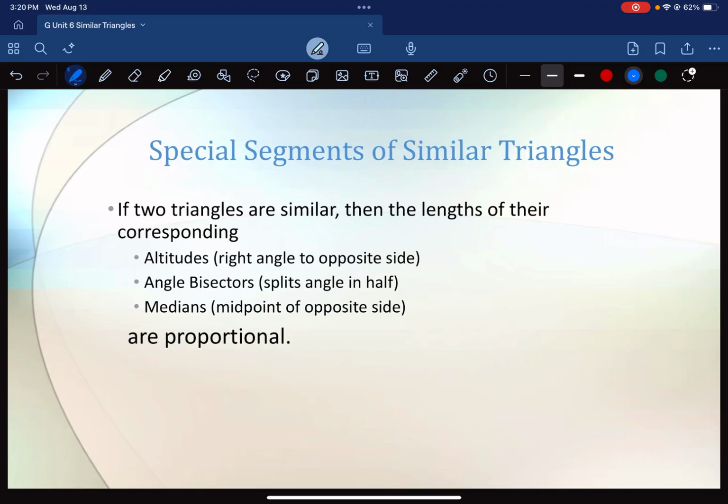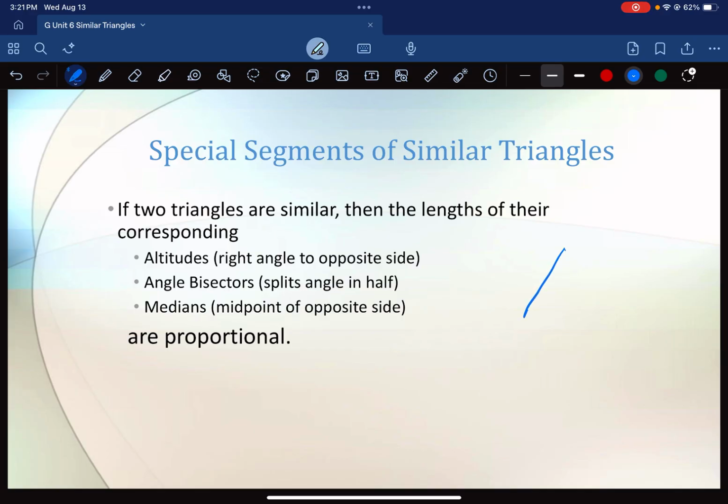So the special segments of similar triangles, that's kind of the first thing we're going to tackle here. And you may not know what these objects are, so let's talk a little bit about them. But here's what the statement says. If two triangles are similar, then the lengths of their corresponding altitudes, angle bisectors, and medians are also proportional. Okay? So what is an altitude?